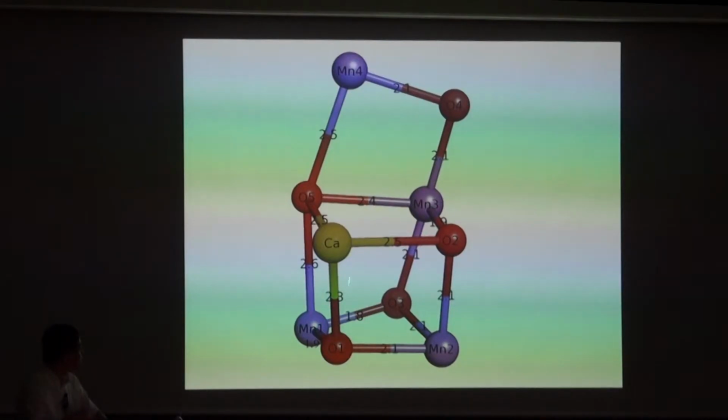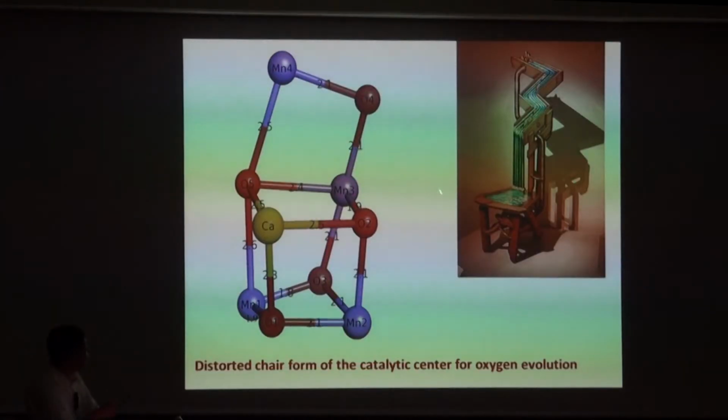And if we remove these 4 water molecules and turn this cluster around to this direction, looking from this side, you can see it looks like a chair form. But this chair form is distorted. It's not symmetric. So we call it a distorted chair form of the catalytic center for water splitting and oxygen evolution.